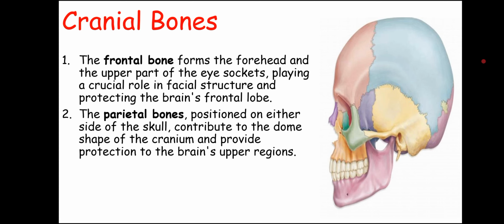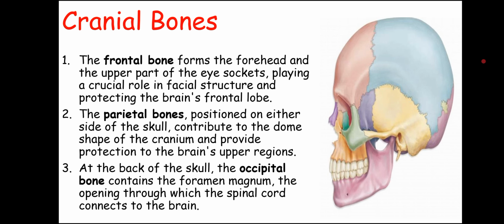Second bone we are going to talk about is parietal bone, that is also a cranial bone. Here you can see in diagram the blue color bone that occupies the main upper region is the parietal bone. It is positioned on either side of skull. It contributes to the dome shape of the cranium and provides protection to brain's upper region.